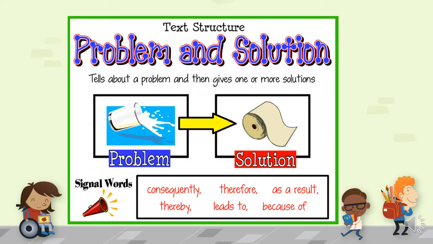The last text structure is problem and solution. Problem and solution tells about a problem and then gives one or more solutions for that problem. So for example, on this slide, they show the problem is spilled milk. One solution is using paper towels to pick it up. Some signal words to look for in your text include consequently, therefore, as a result, thereby, leads to, and because of. Sometimes the text outright tells you what the problem is.